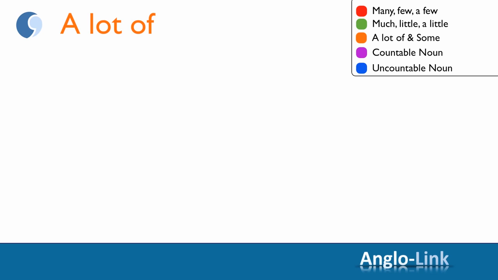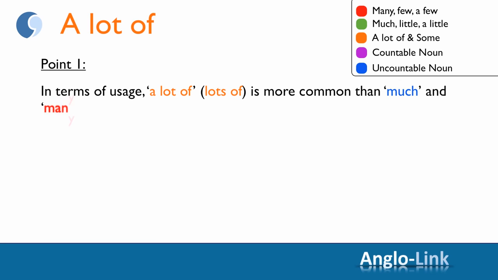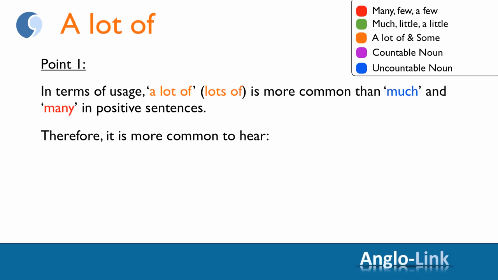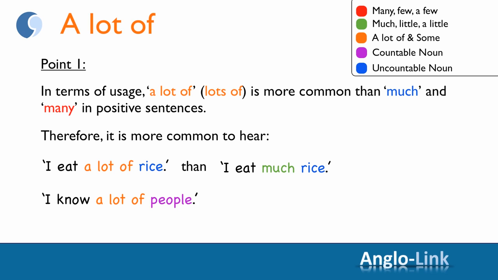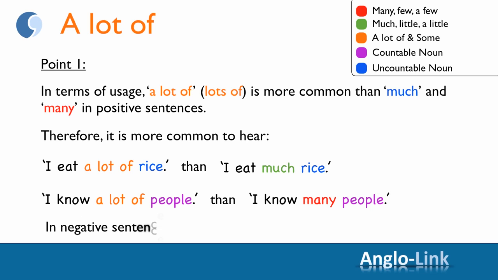Right, a couple of points about the usage of a lot of. The first point is that a lot of, or lots of, is more common than much and many in positive sentences. For example, it is more common to hear I eat a lot of rice rather than I eat much rice, or I know a lot of people than I know many people. In negative sentences and questions, you can use both.